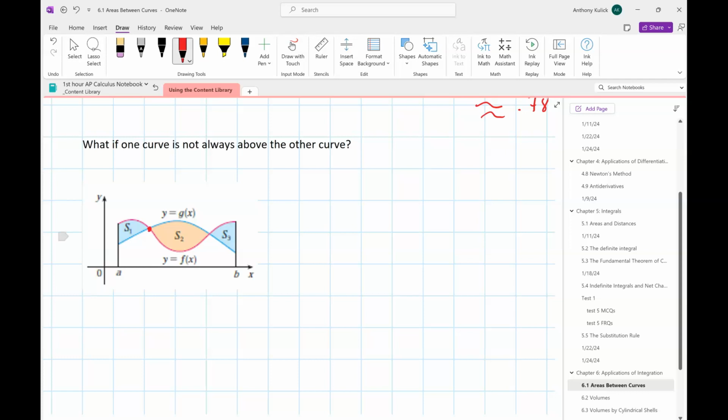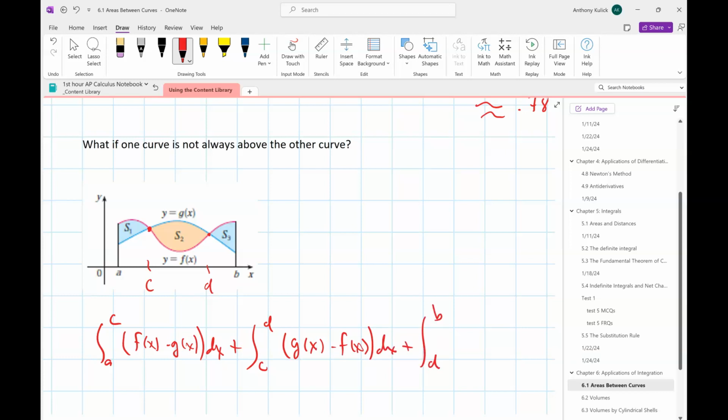So you need to find whatever that C is and whatever that D is. So you do the integral from A to C of f of x minus g of x dx, plus the integral from C to D of g of x minus f of x dx, plus the integral from D to B of, back to f of x minus g of x dx. Is everybody okay with that?